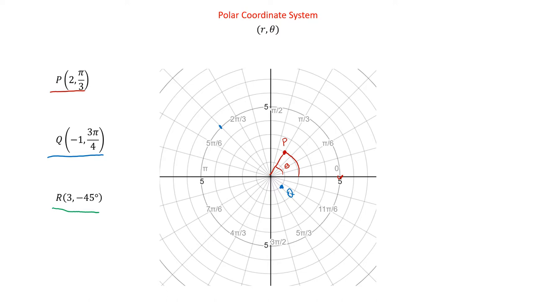But negative 45 degrees is going to put us again along this angle, and we need to go 3. So go 1, 2, 3 right out here to get the point R. So Q and R are along the same line, the same bearing away. They're the same direction away from the pole, the center, the origin. They're just different distances.